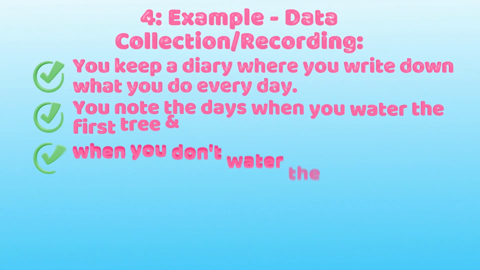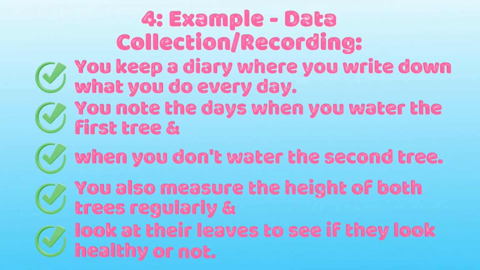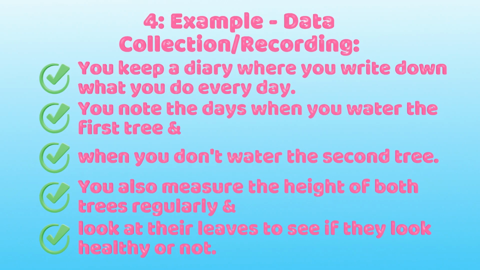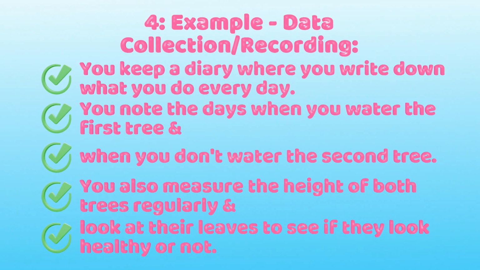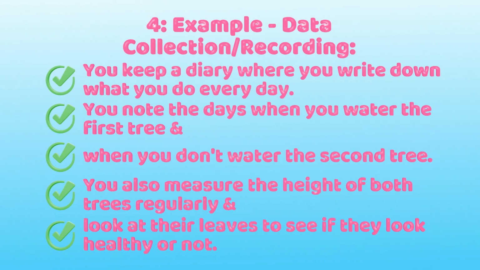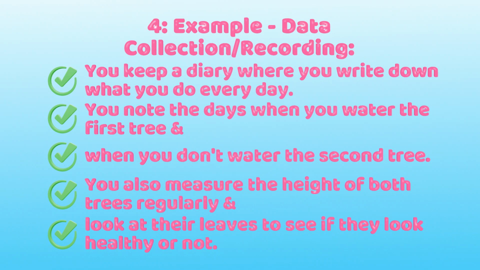For instance, you keep a diary where you write down what you do every day. You note the days when you water the first tree and when you don't water the second tree. You also measure the height of both trees regularly and look at the leaves to see if they look healthy or not.